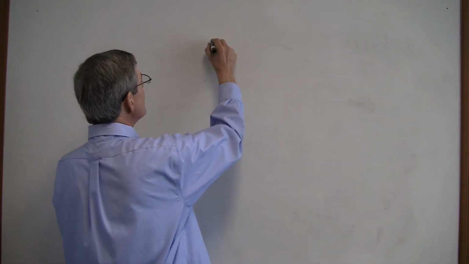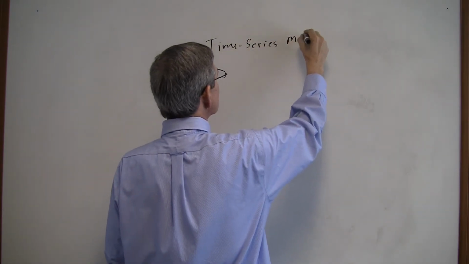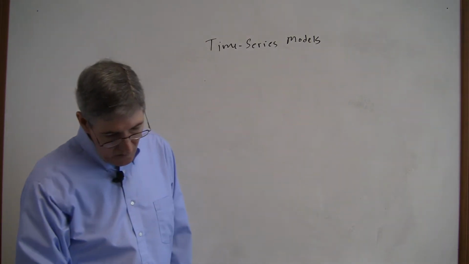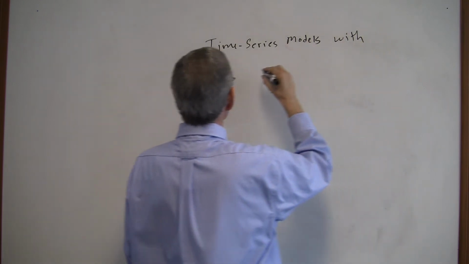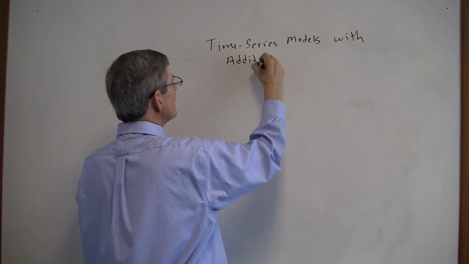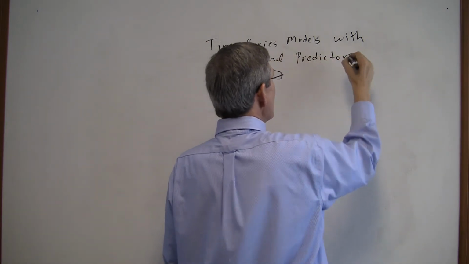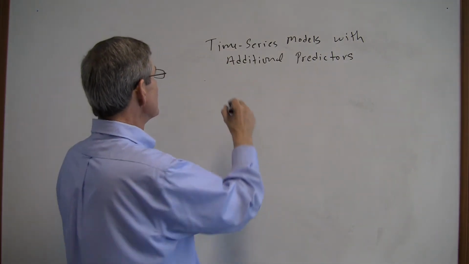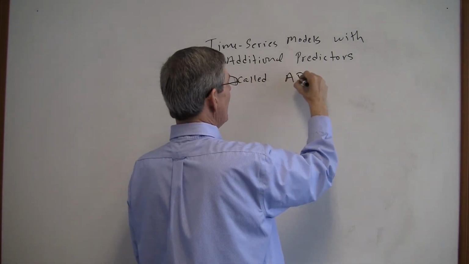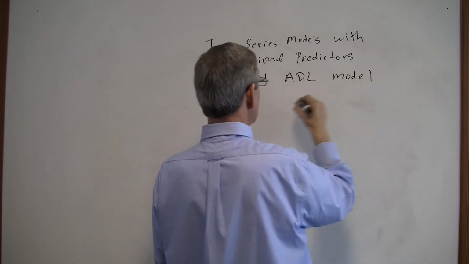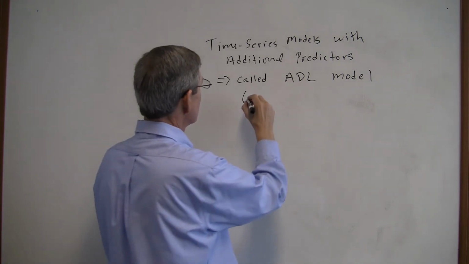So now let's go to time series models with additional predictors, with additional regressors. The book calls them predictors, so I'll say that too. But it just means additional right-hand side variables. So this is called the ADL model, and that stands for autoregressive distributed lag.